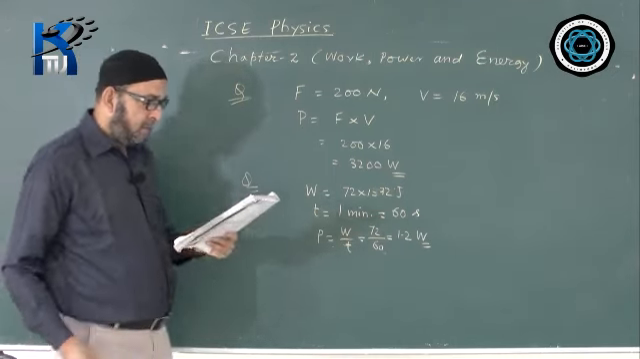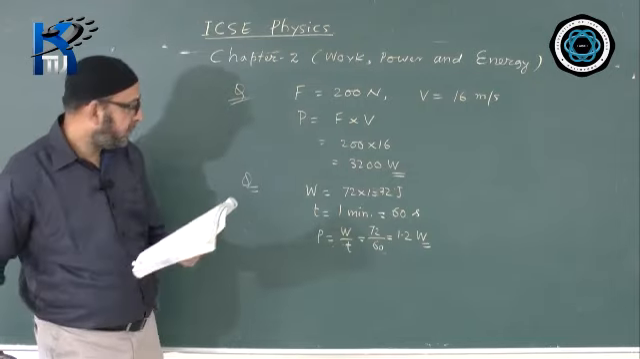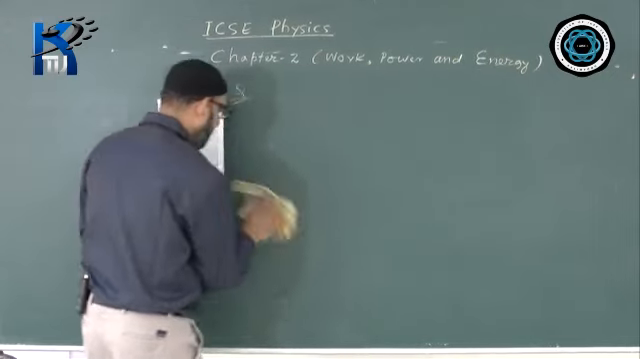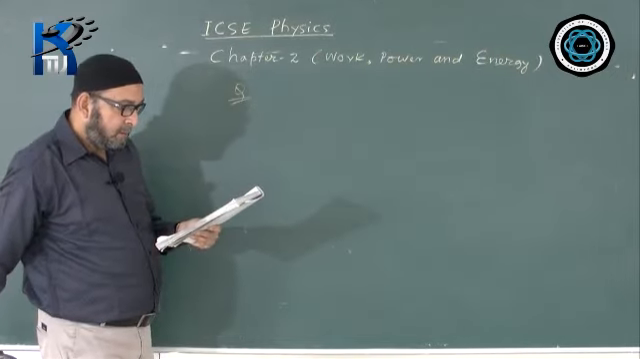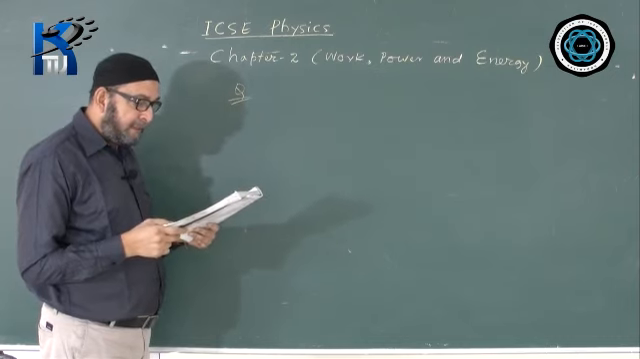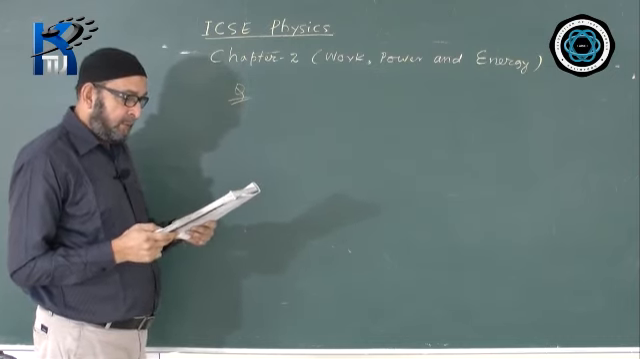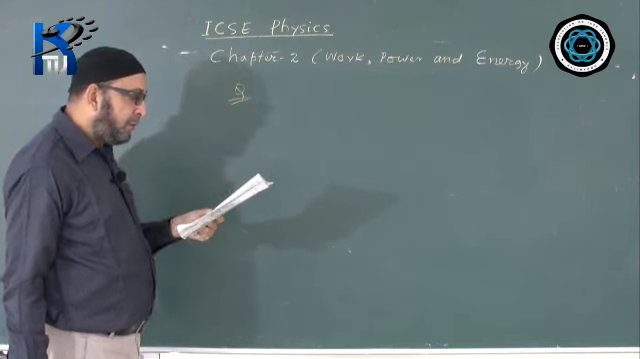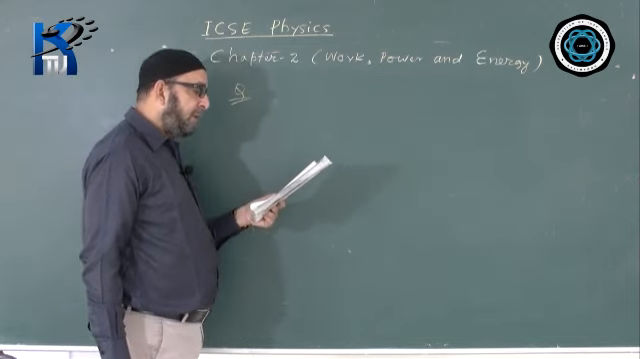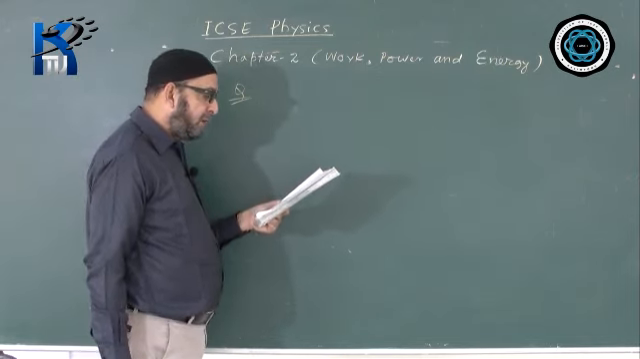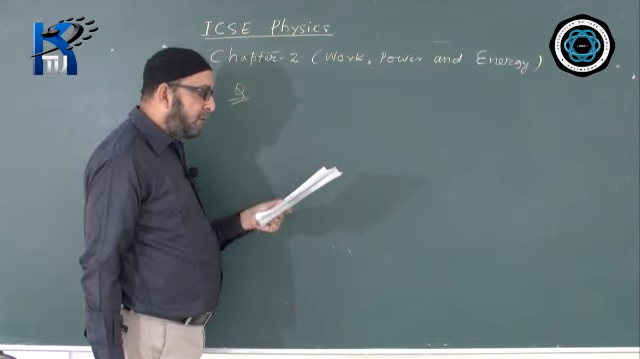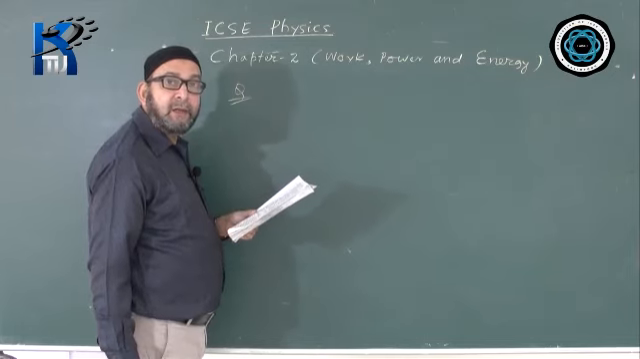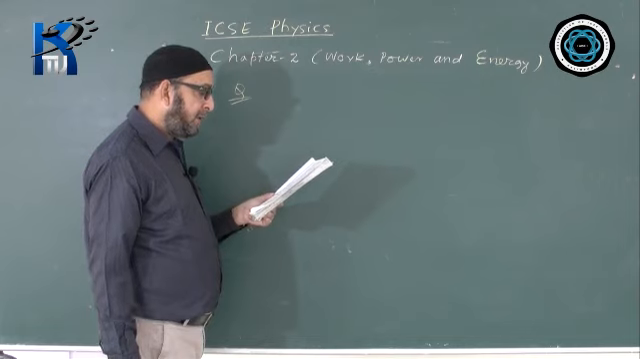Now another question is over here. It says an ox can apply a maximum force of 1000 Newton. It is taking part in a cart race and is able to pull the cart at a constant speed of 30 meter per second while making its best effort. Calculate the power developed by the ox. So F is given 1000, velocity is given 30, find power, just multiply and get the answer.